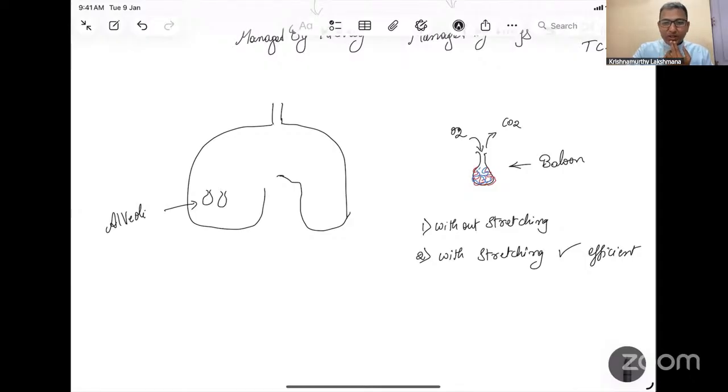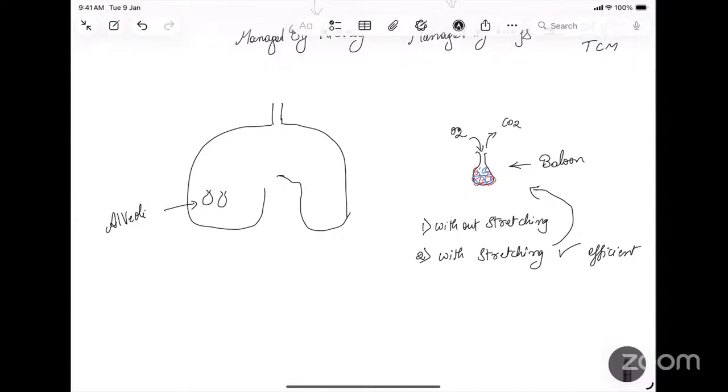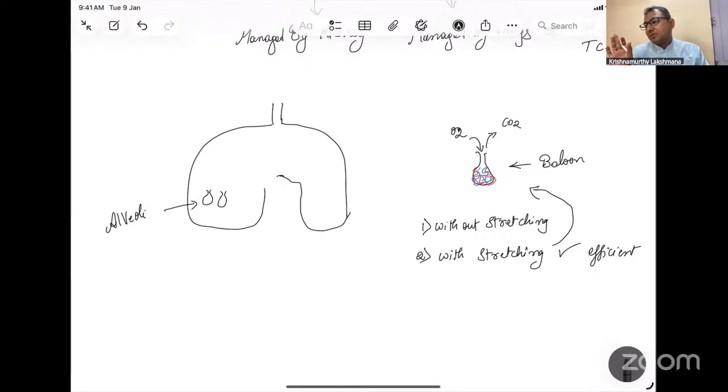Everybody agrees to it? Yes, sir. Now, this is also a balloon. So the same stretching mechanism has to be applied, because the body is the most efficient machine. The body is the most efficient piece of machine in the entire existence. Only thing is, this machine is made up of biodegradable materials.